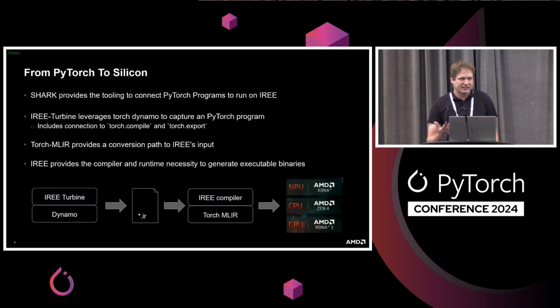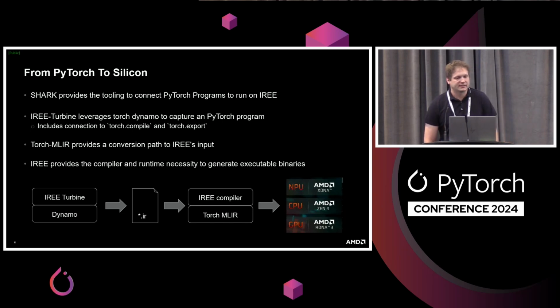Now, how do you go from PyTorch to our silicon? Shark provides that tooling, where we basically connect your PyTorch programs to run on Erie. A lot of Shark is packaged up in what we call Erie Turbine. What that is basically packaging Torch, Torch Dynamo, and various methods to capture PyTorch programs, including tools to provide Torch compile backends that go through Erie and Torch export, where we can export Torch IR that we take through the various lowerings through Erie.